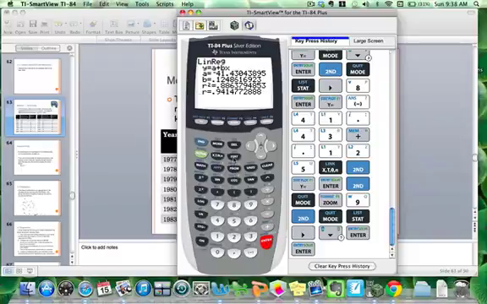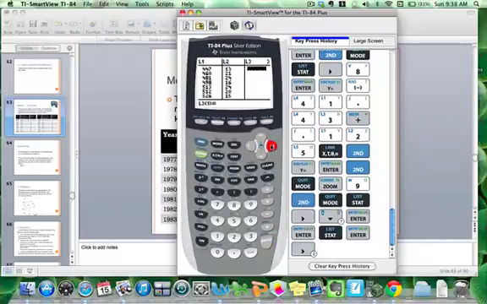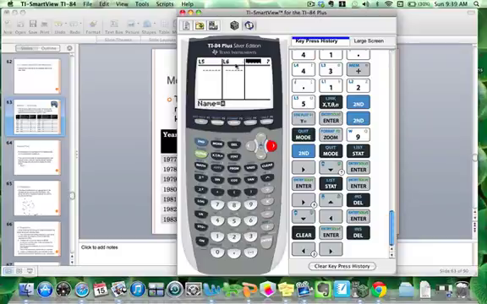Now I need to go back into my list editor. So I'm going to hit stat edit, and I need to go all the way over list 3, list 4, list 5, list 6. You may have more than this. You're going to go to your first blank list. When you go into uncharted territory, for me it's after list 6. Up here it's just blank. What we're going to do is create a list in which our calculator is going to find the residuals. And you have to call it resid, R-E-S-I-D.